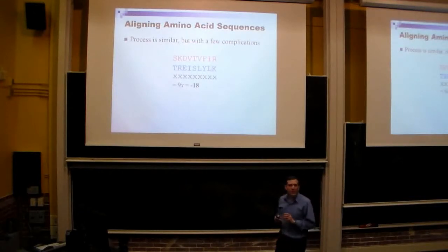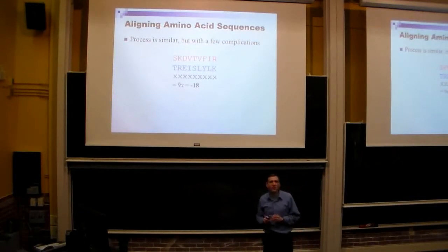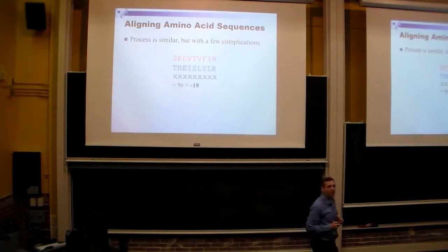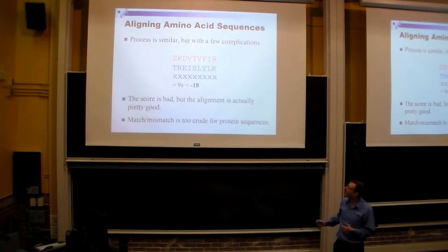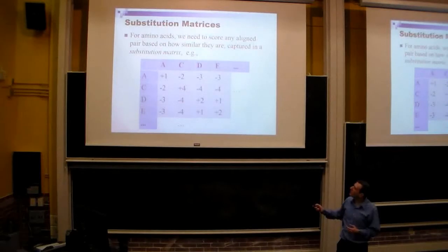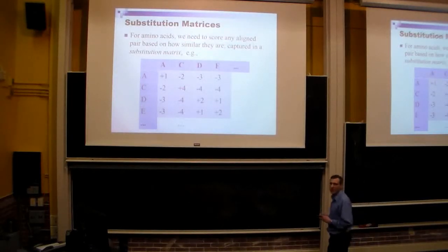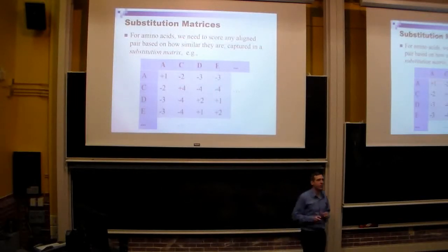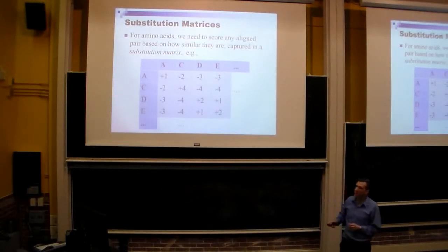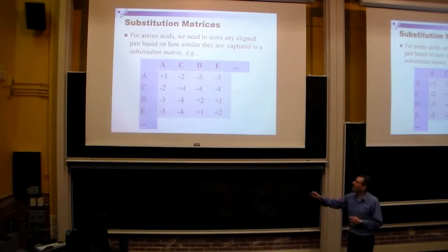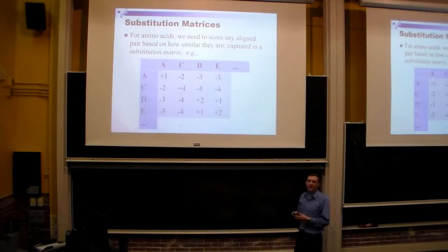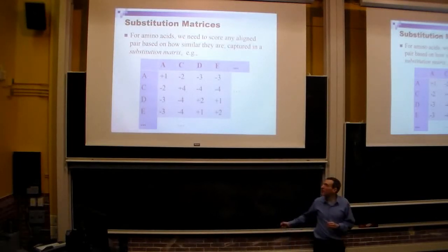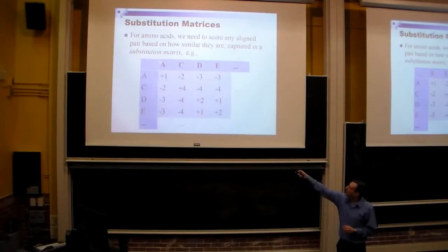So because of this, we need a more nuanced kind of scoring function if we're going to be able to accurately judge similarity in amino acid sequences. And the way we would generally do this is to use what's called a substitution matrix. So the substitution matrix will replace the match and mismatch scores that we saw for nucleotide sequences. And what this is telling us is how similar, or really how substitutable, any one amino acid is for any other in our sequences.